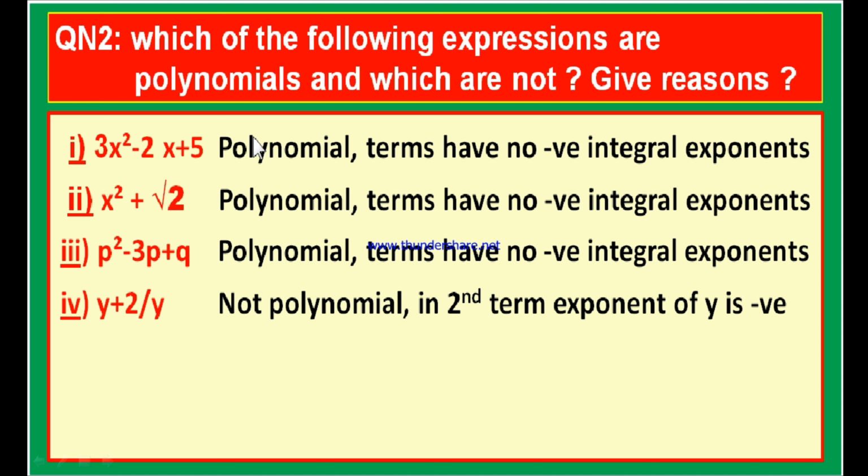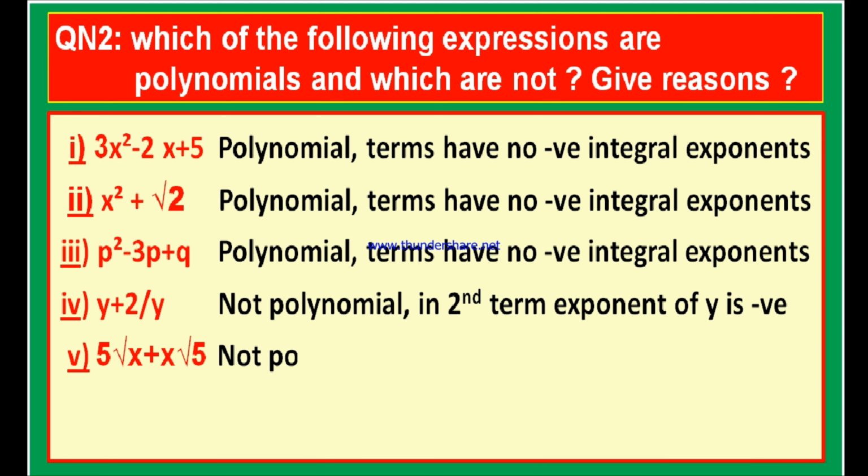Every expression is said to be a polynomial only when in all the terms of the expression, the variable contains a non-negative integer only. In the first term you can find a non-negative integer, but in the second term you cannot find a non-negative integer, it is a negative integer. Therefore it is not a polynomial. Clear? Good. It is not a polynomial because in the second term the exponent of y is negative.